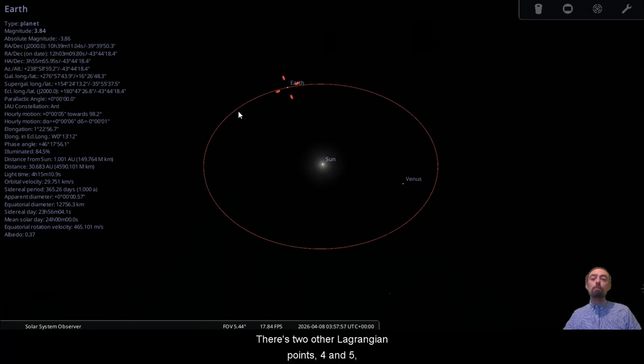There are two other Lagrangian points, L4 and L5. I don't know, left or right, top or bottom, it doesn't really matter in space. On either side of the Earth, there are two kidney bean shaped regions where objects can orbit, being influenced by the Earth's gravity and the Sun's gravity in such a way that they orbit with the Earth, following the Earth or ahead of the Earth.